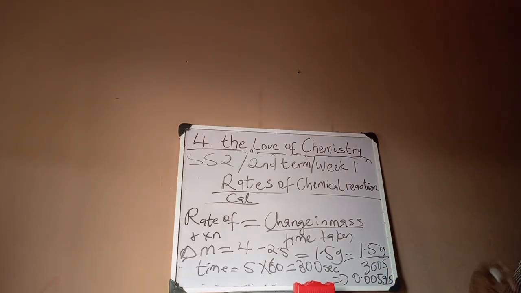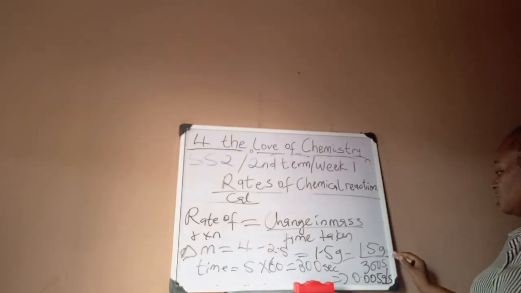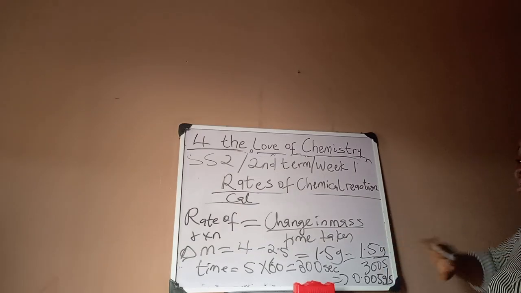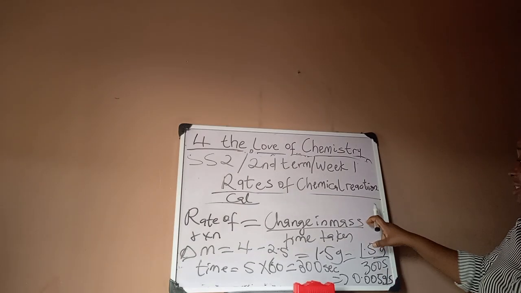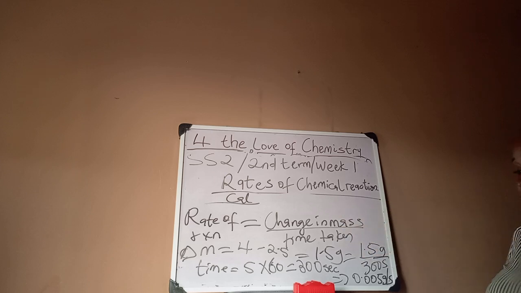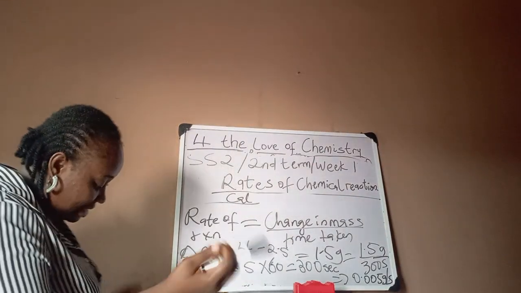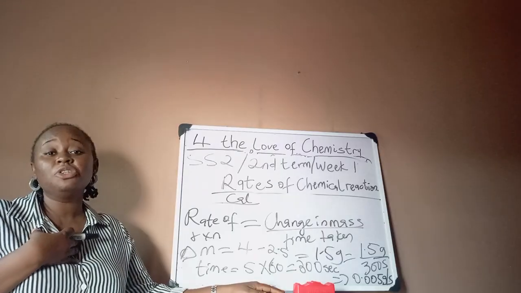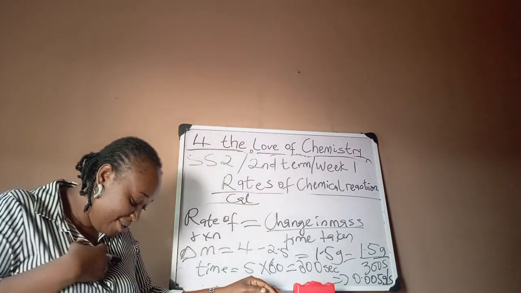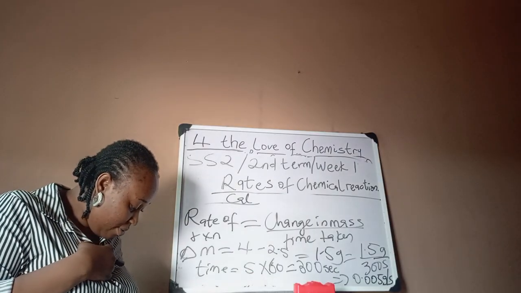In case you don't know the unit, it's very easy to find. If this is a gram and this is a second, and this is over, then this is gram per second. It's always like that. For instance, if this is concentration, it will be concentration over time. So what was I saying?